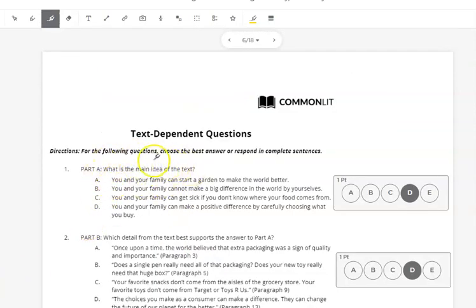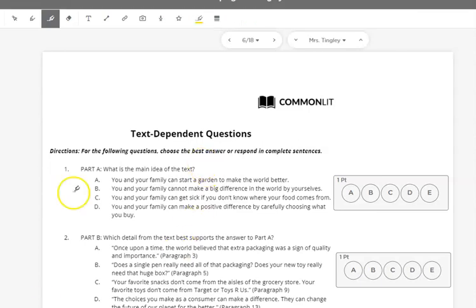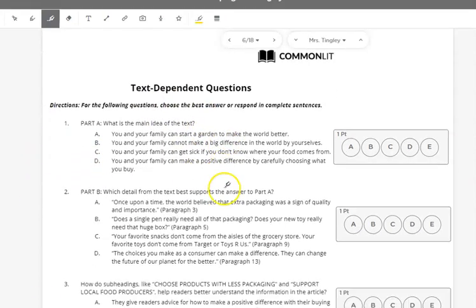Now we talked about main idea early last year, and main idea is what the whole story is about, what happened from the beginning to the end. What did this talk about?